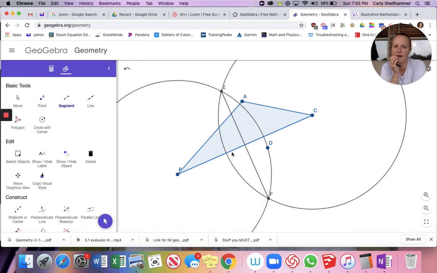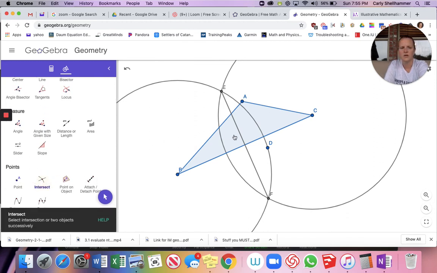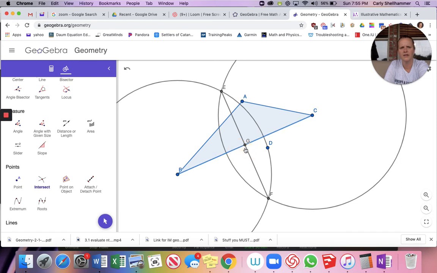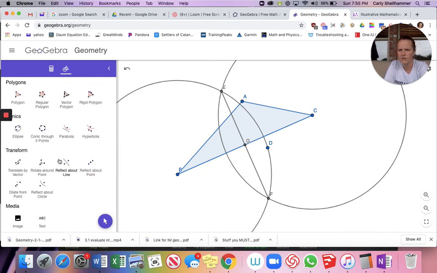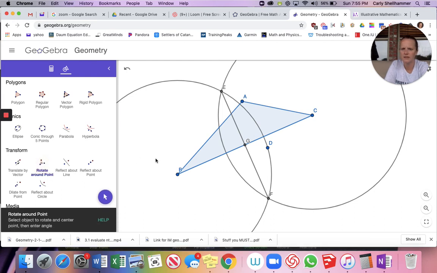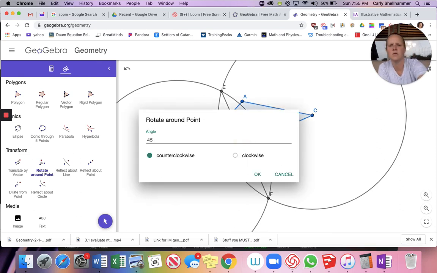Okay, now looking at my instructions, it says rotate your triangle 180 degrees using the midpoint of the longest side as the center of rotation. So let me mark a point there using my intersection. So I'm going to rotate it 180 degrees using point G. So let's find that rotation: transform, rotate around a point. So select the object and the point, and I want to go 180 degrees. If we were doing this with paper and pencil, it'd be much more difficult. Cool.